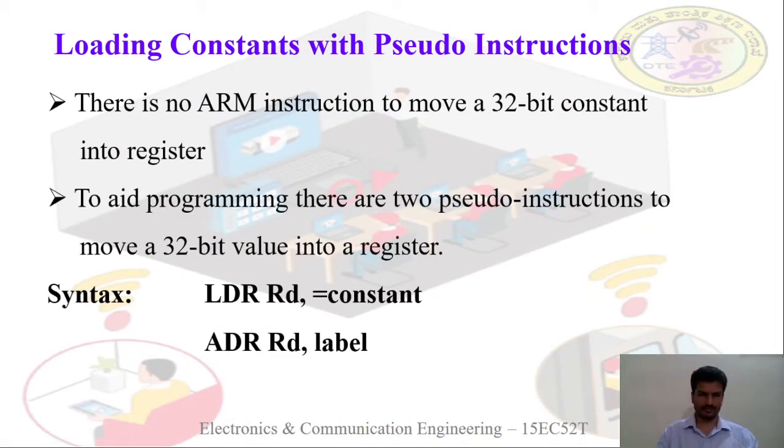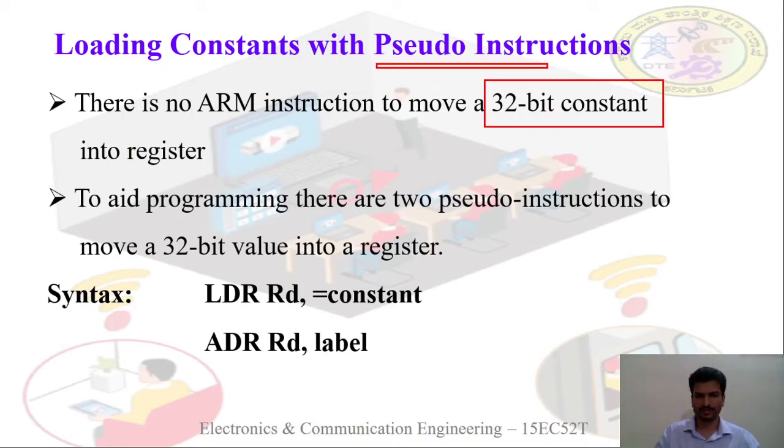The next type of instruction is loading a constant with a pseudo instruction. There is no ARM instruction to move a 32-bit constant into a register, because ARM is basically a 32-bit controller. Here we don't have any move instruction to move a 32-bit constant into a register. For this purpose we should use a pseudo instruction.